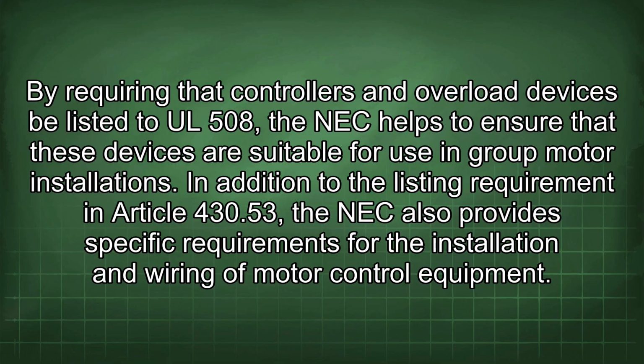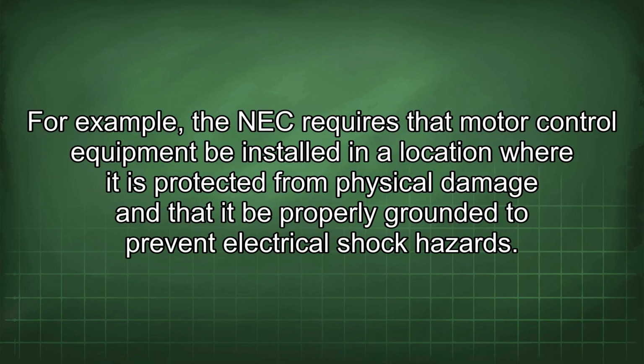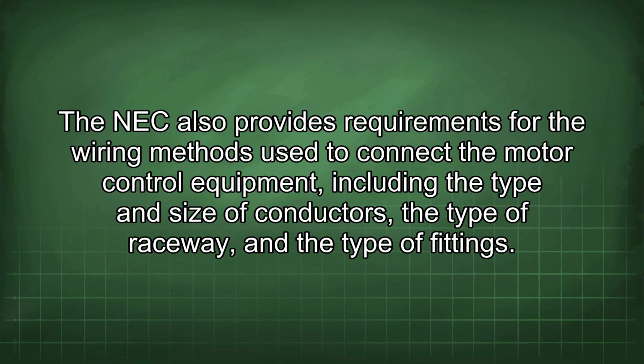In addition to the listing requirement in Article 430.53, the NEC also provides specific requirements for the installation and wiring of motor control equipment. These requirements are intended to ensure that the equipment is installed in a safe and reliable manner and that it is properly protected against damage and hazards. For example, the NEC requires that motor control equipment be installed in a location where it is protected from physical damage and that it be properly grounded to prevent electrical shock hazards. The NEC also provides requirements for the wiring methods used to connect the motor control equipment, including the type and size of conductors, the type of raceway, and the type of fittings.